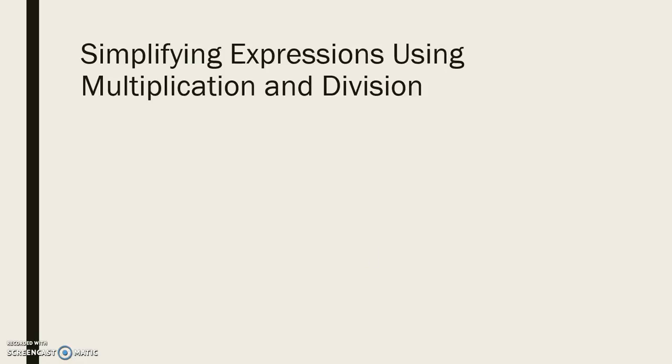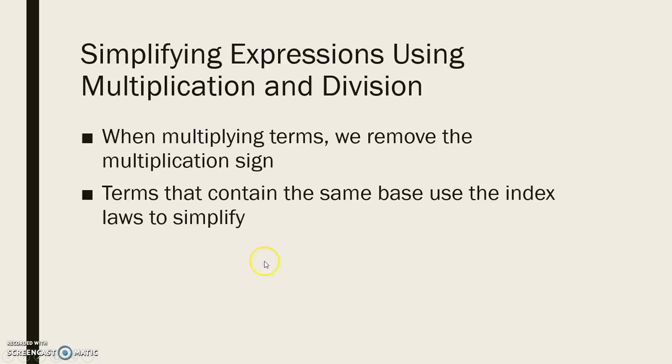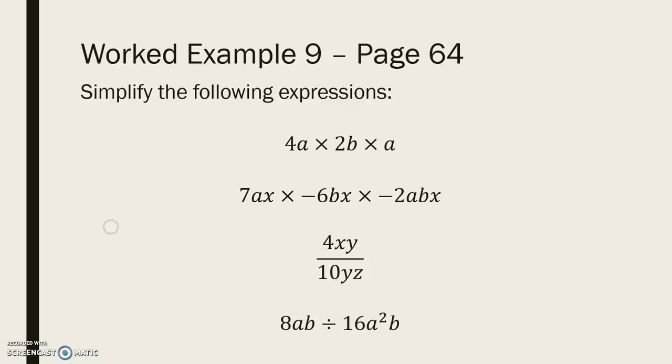When multiplying and dividing, there's a few other principles. But mainly, when we multiply terms, we remove the multiplication sign. That's the first thing. It's an extra thing we don't need to write. We've already talked about that earlier when we talked about area of a rectangle. Length times width with the multiply sign could be written as LW. And if terms have the same base, we can use our knowledge of index laws to simplify. So we understand that if you multiply x by x, we get x squared. So here's some examples. We're going to work through these one at a time.